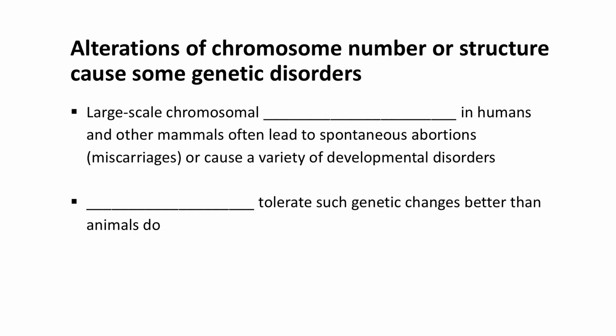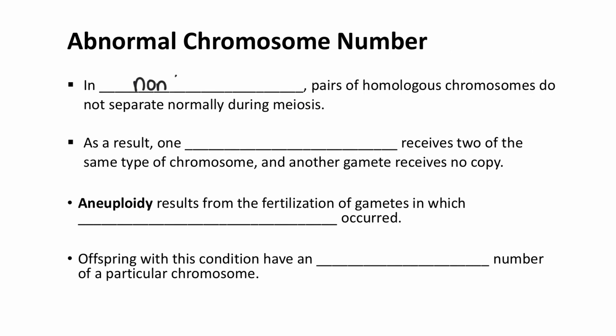Alterations of chromosome number or structure can cause some genetic disorders. Large-scale chromosomal alterations in humans and other mammals often lead to spontaneous abortions, also known as miscarriages, or cause a variety of developmental disorders. Plants can actually tolerate such genetic changes better than animals do. In a process called non-disjunction, pairs of homologous chromosomes do not separate normally during meiosis. As a result, one gamete receives 2 of the same type of chromosome, and another gamete receives no copy. Aneuploidy results from the fertilization of gametes in which non-disjunction occurred.